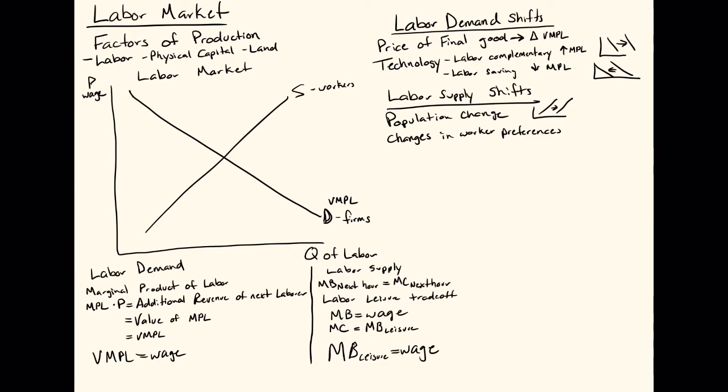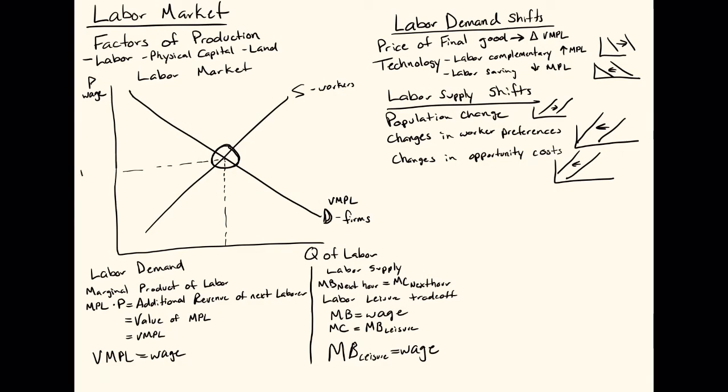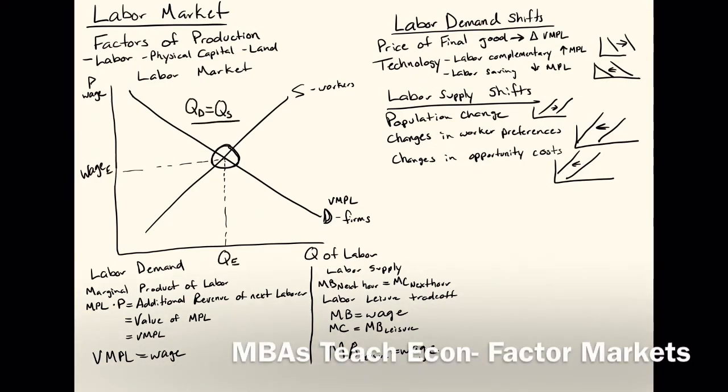And finally, changes in opportunity costs. If you get a better job offer in a different industry, you may consider supplying less labor to the current market in order to avoid this higher opportunity cost. Just like every other market we have studied, the labor market is in equilibrium when the two curves intersect. Because at this point, quantity demanded of labor equals the quantity supplied of labor.